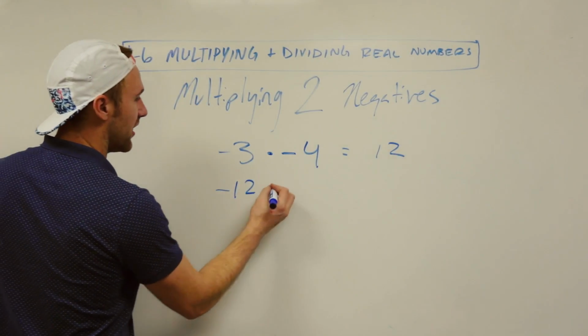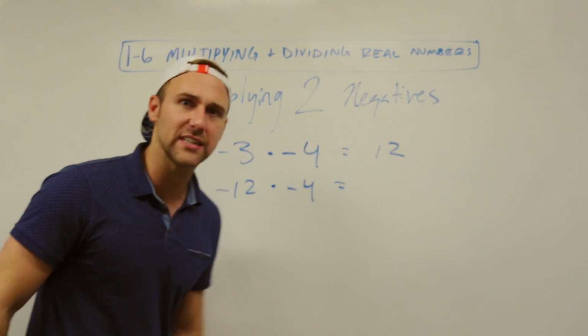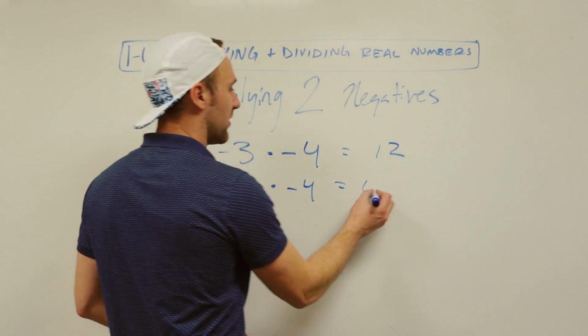So you've got negative 12 times negative 4. Well, that's different because the numbers are bigger. No, it's not different. It's the same thing. Two negatives is going to be a positive. What's 4 times 12? 48.